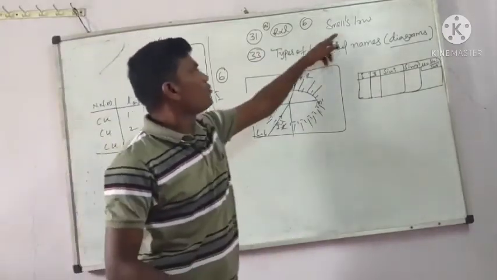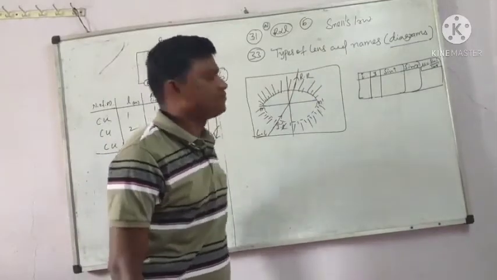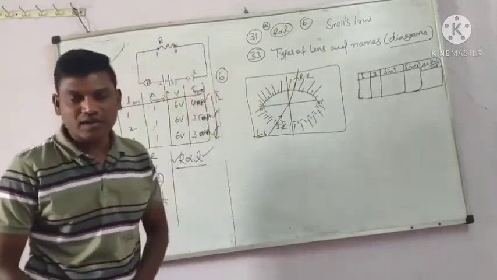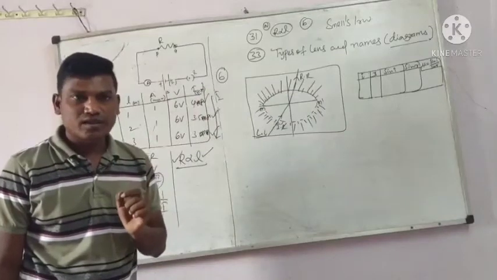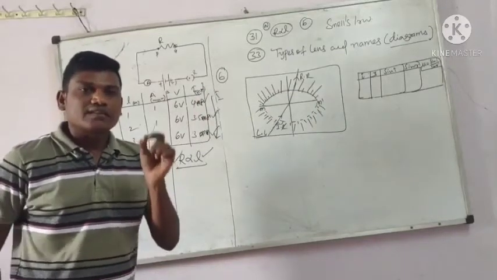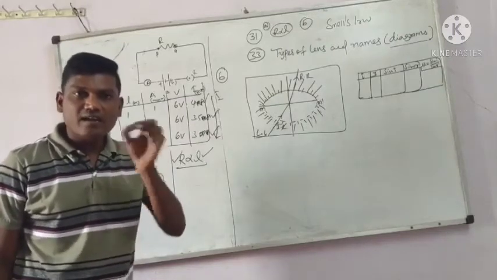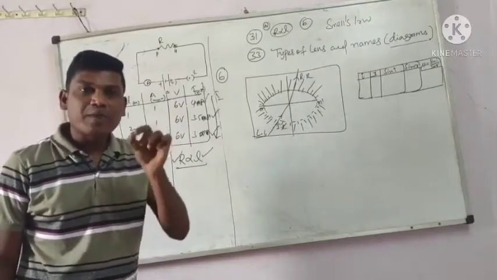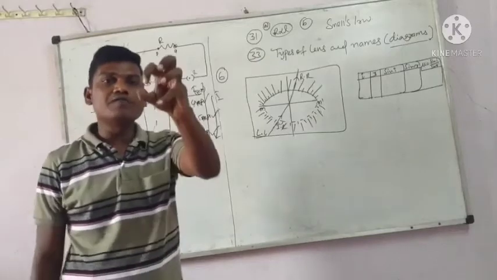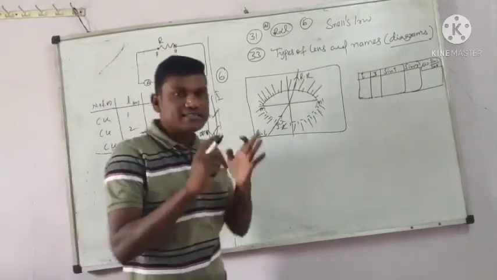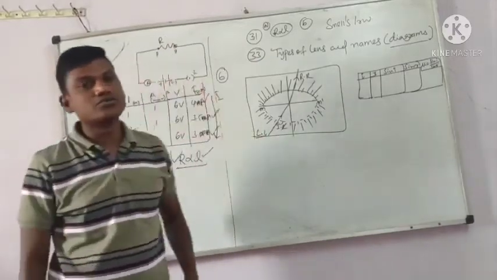Next, prove Snell's law. What is Snell's law? We know that the ratio of the sine of the angle of incidence to the sine of the angle of refraction for a given pair of media is always constant. That is, sin i by sin r is equal to a constant.